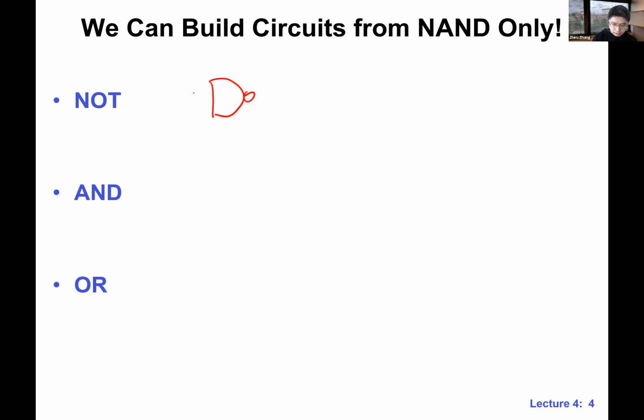This is the symbol for NAND. Now we actually have two inputs, but an inverter or NOT gate has one input. So what do we do with the other input? Let's say one input is X. How do we get X prime here?